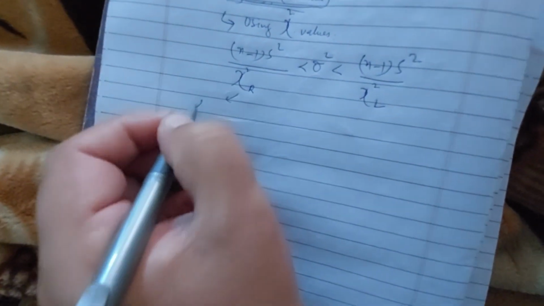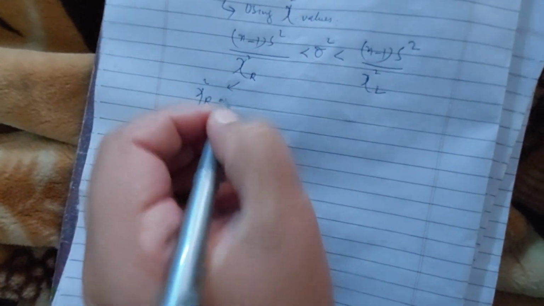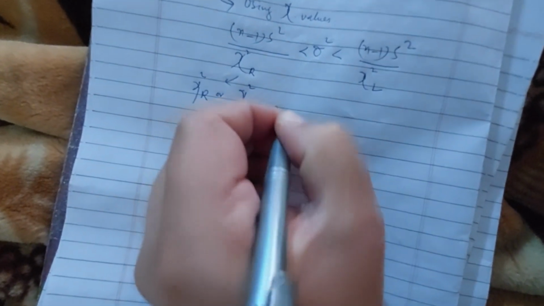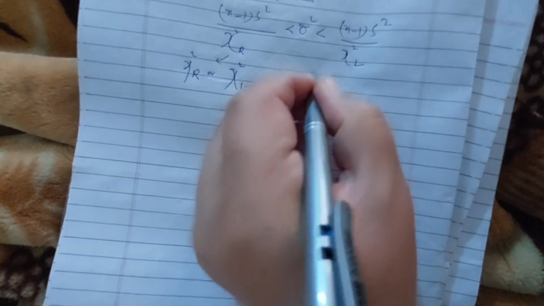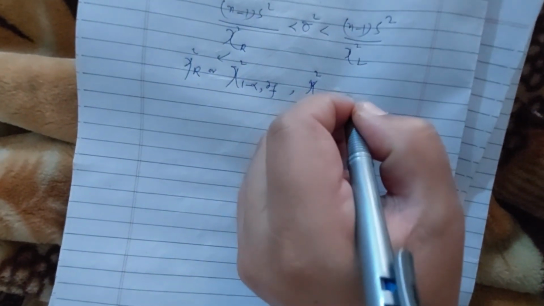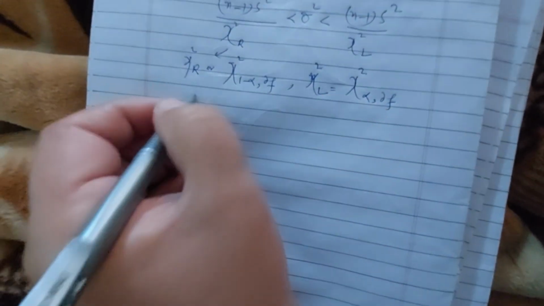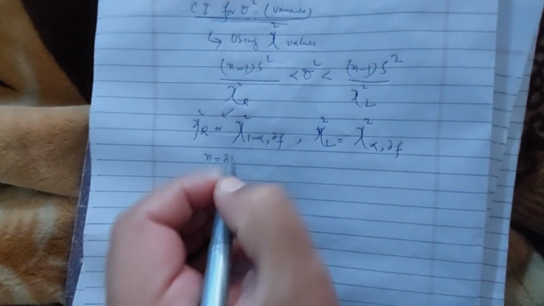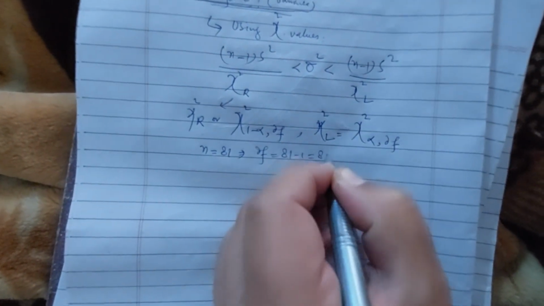Now this chi-square right actually, or chi-square 1 minus alpha and degree of freedom, and chi-square left actually, it is equal to chi-square alpha and degree of freedom. Now in the question, we have n is equal to 81, which implies that the degree of freedom is 81 minus 1, which is equal to 80.